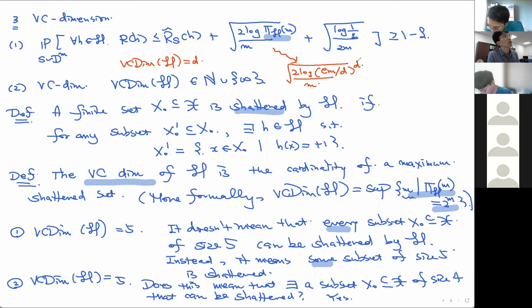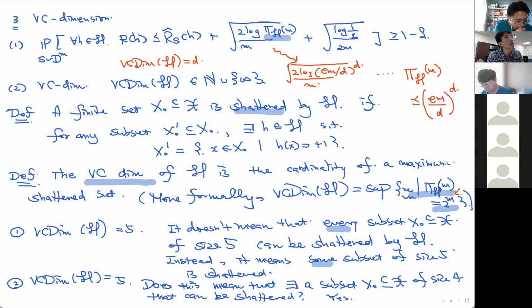So what this exponential is doing is that, roughly speaking, the growth function is a bit like growing 2 to the m in the worst case. This inequality is really coming from the inequality that the growth function Pi_H of m is bounded by (em/d)^d.